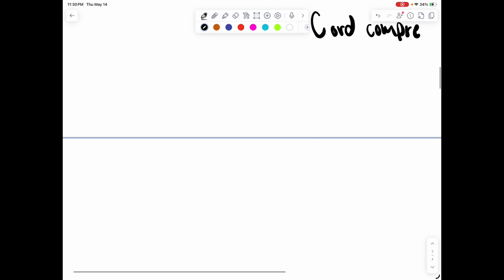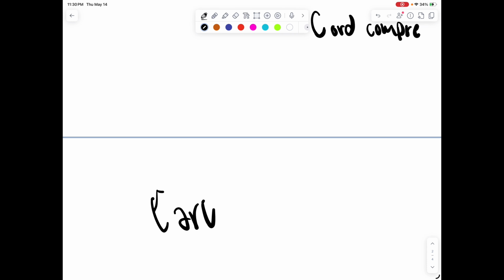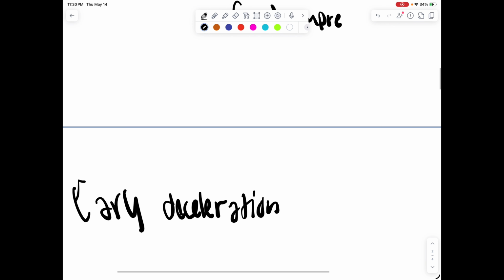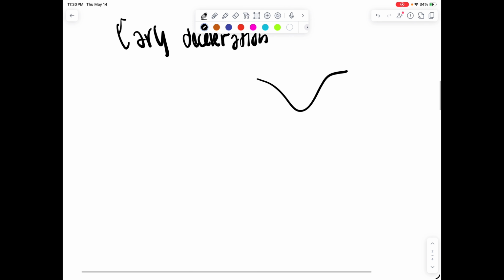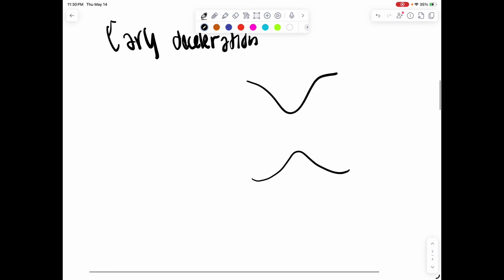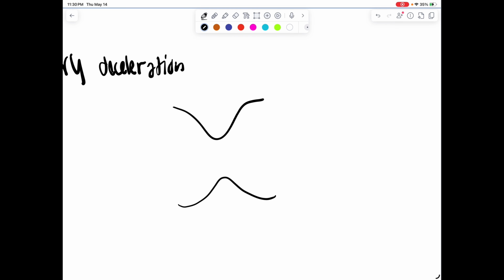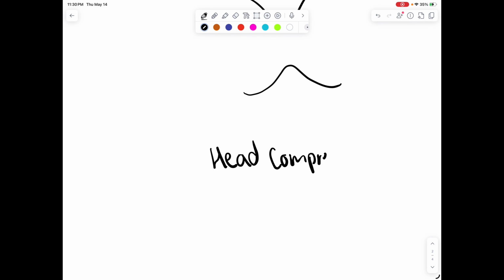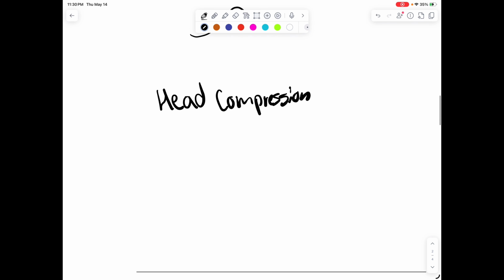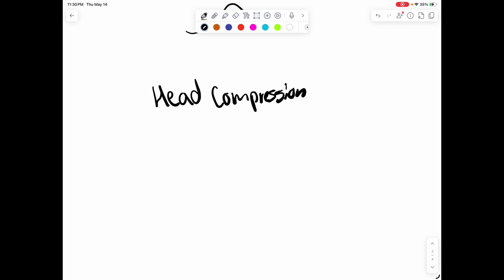And then now we're going to do the early decelerations. And these early decelerations, what they look like is that they mirror the contractions. So here's the fetal heart rate on the top box, and the bottom box is the contraction. So that's what it looks like. And these early ones are caused by head compression. And this is usually benign and usually no concern.